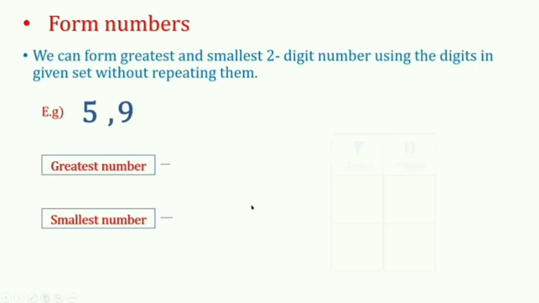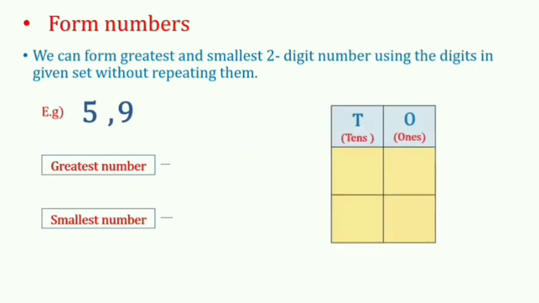Here I have tens and ones column. Now to form greatest number, I have to write greater number in tens place. So as we know, number 9 is the greater number, right? So I will write down this number 9 in tens place. And as it said, we are not going to repeat these numbers. So we will write down 5 in ones place. So this is how we get 9 tens and 5 ones. That means number 95 is the greatest number.